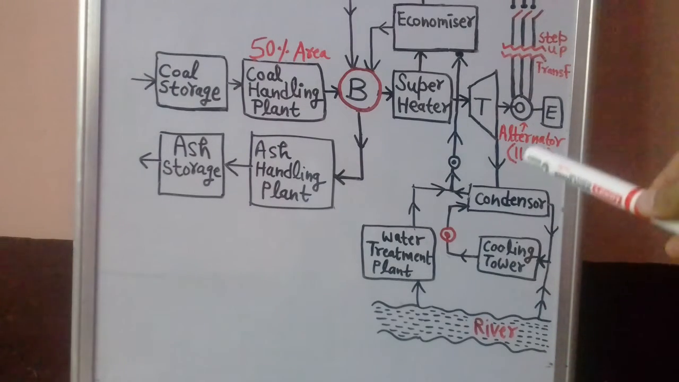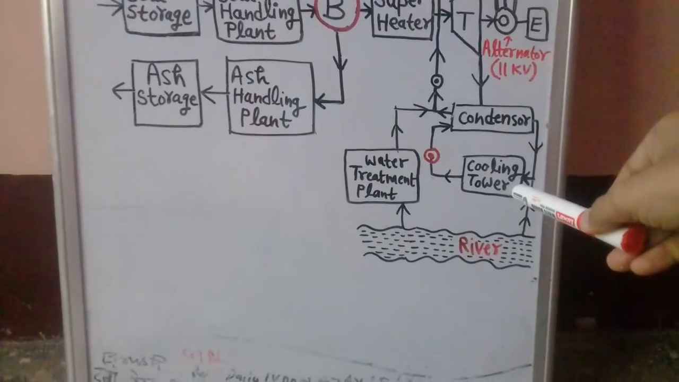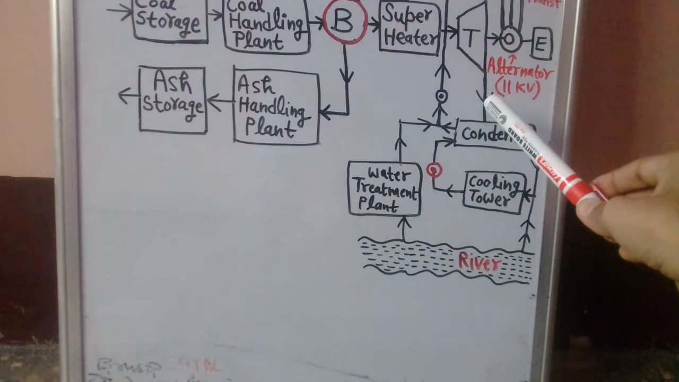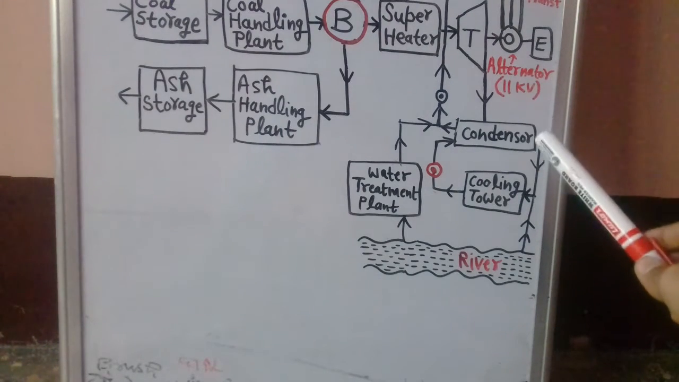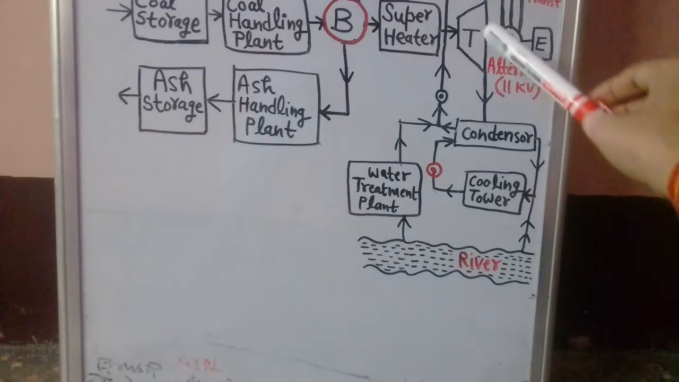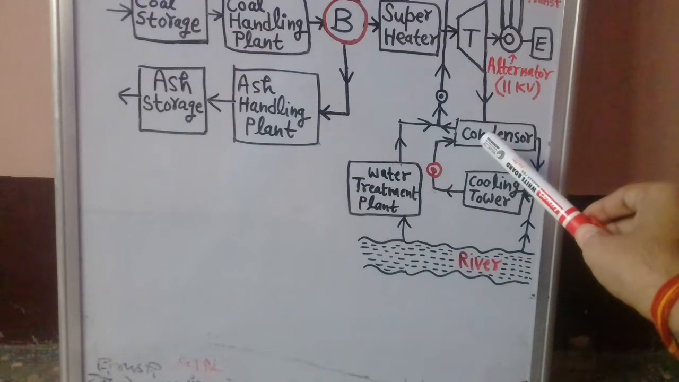Now what is the role of the condenser? Why do we use a condenser and why do we use a cooling tower? What is the function of this condenser? See, the condenser that you are watching here receives the remaining steam which is coming out of the turbine.